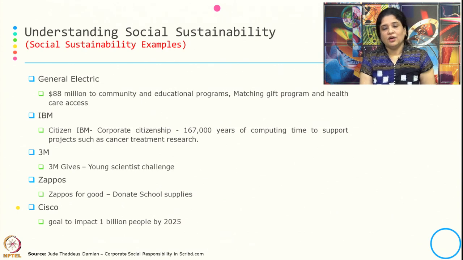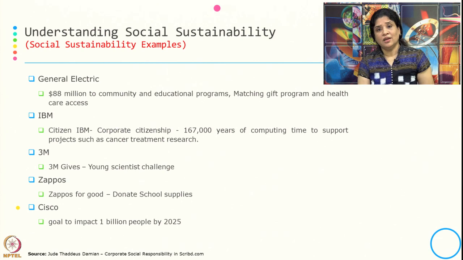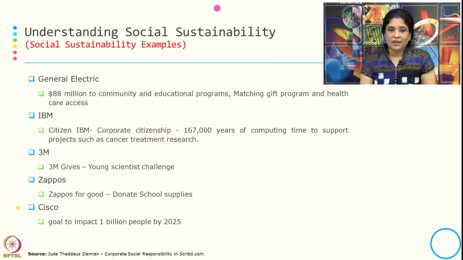Now these are a few examples of social sustainability, initiatives taken by companies like General Electric with its matching gift program and healthcare access. This has become a popular program, and you will find many organizations have adopted it. Then IBM, with corporate citizenship, gave 167,000 years of computing time to support projects such as cancer treatment research.